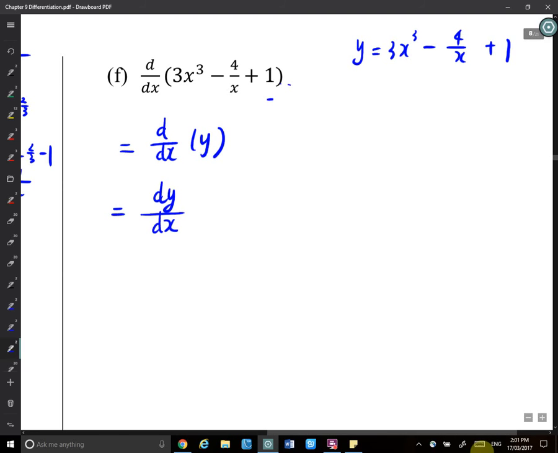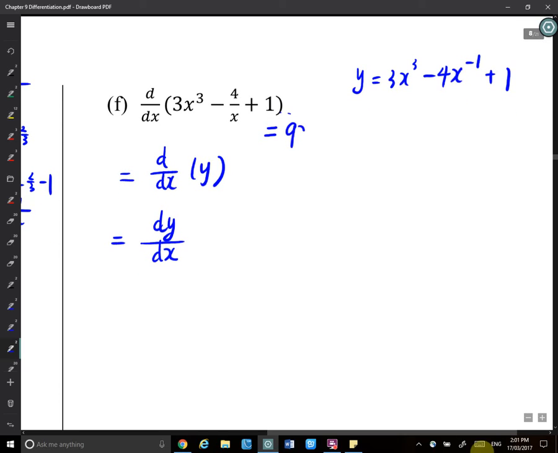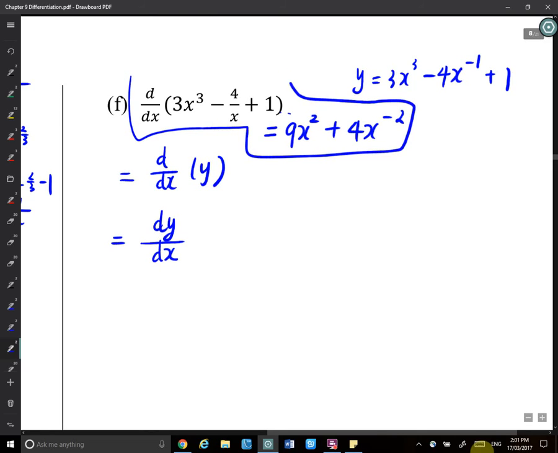So you will directly start to write that equals, okay, 4 on x is 4 times x to the power of negative 1. So you directly have that is 9x squared plus 4x to the power of negative 1, and the plus 1 just becomes 0. So that equals to that.